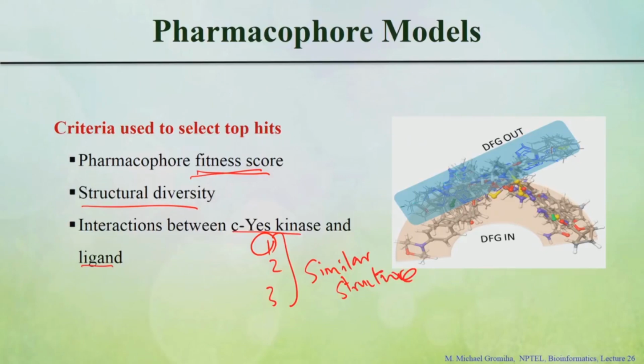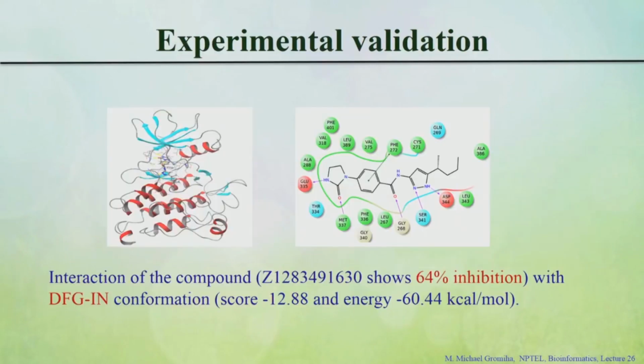So, you have to use various criteria to identify the top hits. One is the fitness score based on the pharmacophore modeling, and check the diversity of these compounds, and then see the actual interaction between the ligand as well as the CS kinase. Once we do this, then we can have the compounds. In this case we could find 2 different compounds, the inhibition rate is very high.